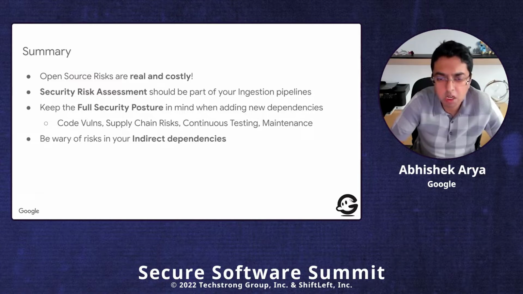Second, you need to add security risk assessment as part of your open source software ingestion pipeline. Start integrating the Scorecard CI/CD checks as part of your continuous software development lifecycle. Third, you need to understand the full security posture of a third-party dependency. It should include not just code vulnerabilities, but account for the other risks like supply chain build risk, continuous testing, and maintenance aspects as well.